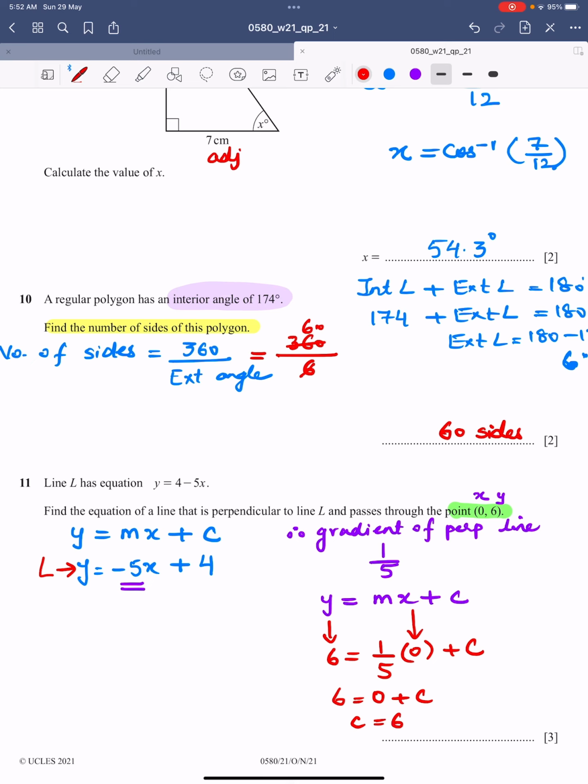We found the value of the gradient, which was 1 by 5, using the gradient of the first line, as we knew that there is a relationship between the gradients of perpendicular lines. So we found the gradient and we found the y-intercept by plugging in the (0, 6) point. Now we know that these are the only two requirements for finding the equation of a line. Therefore, the equation of the required line is y is equal to 1 upon 5 x plus 6.